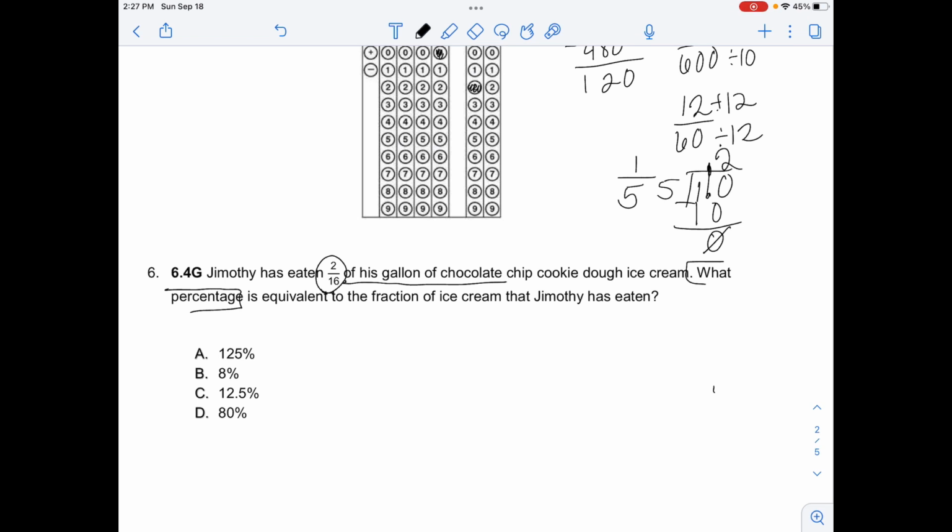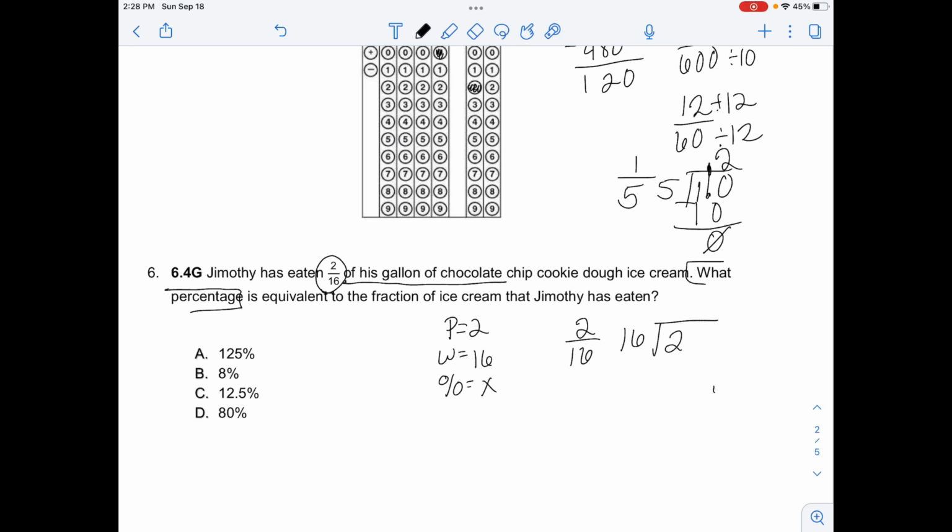All right, so I'm going to have 2/16. So my part is 2, my whole is 16. If I want to change that, I can find the percent. Or I could just do 2 divided by 16 and move that decimal 2 places to the right to get my percent. So I'm going to have 2 divided by 16.